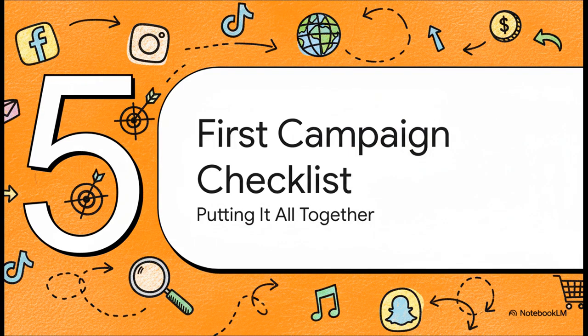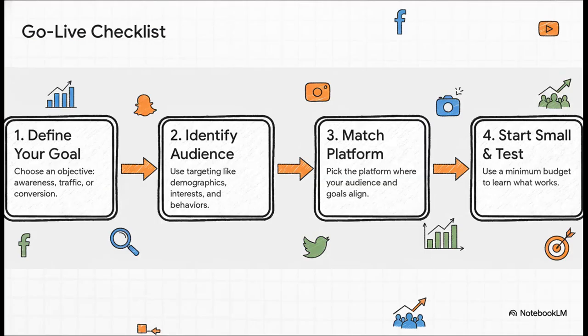Okay, so we've talked strategy, we've looked at the major platforms. Now let's put it all together. Let's make this super practical with a checklist for your first campaign. All right, here's your go live checklist. Think of it like a launch sequence. Step 1, define your goal. What are you trying to do? Get your name out there, drive traffic to your site, make sales?